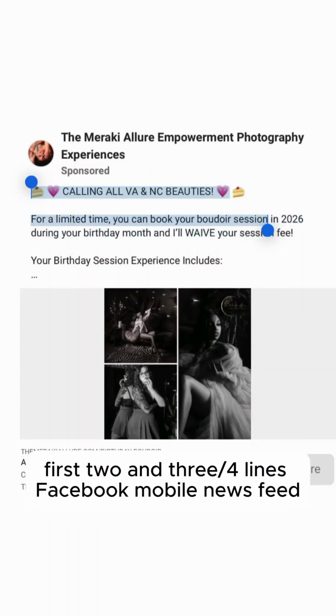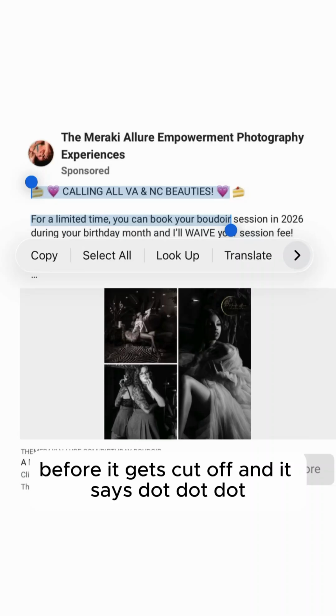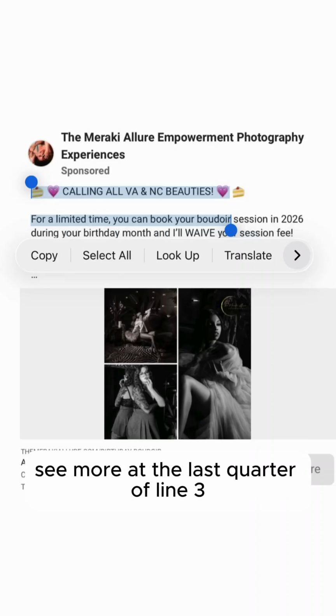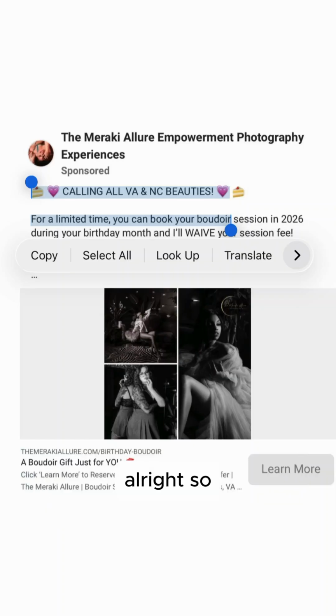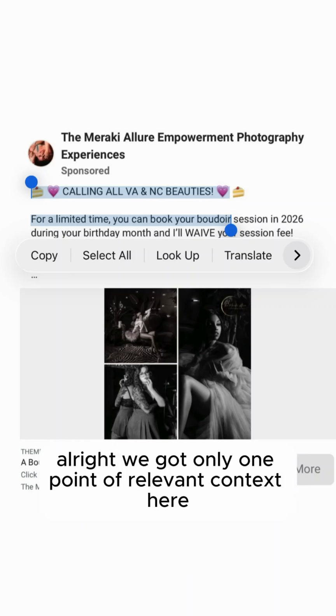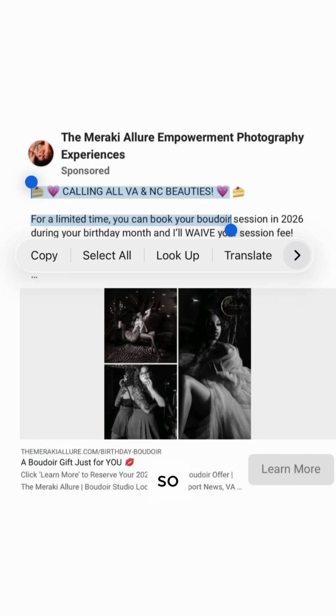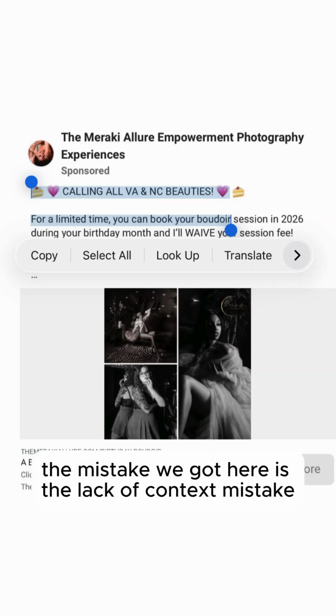Next, looking at the see more headline, first 2 3/4 lines on Facebook mobile news feed before it gets cut off, and it says see more at the last quarter of line 3. Calling all VA and NC beauties. For a limited time, you can book your boudoir. All right, so we got only one point of relevant context here. So the mistake we got here is the lack of context mistake.